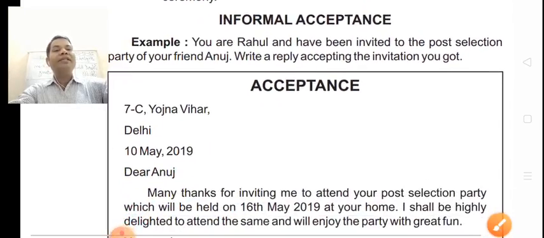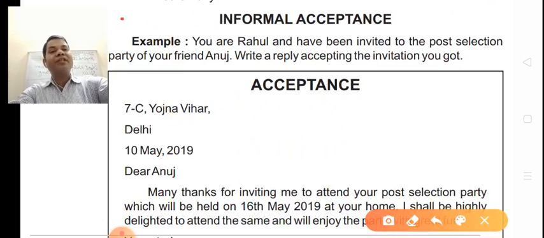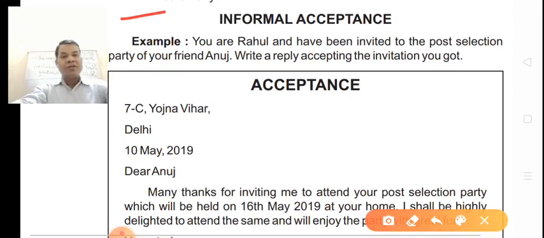Now, how to accept such types of informal invitation? Okay. Acceptance also is written in the form of letter, as informal invitations are written in the form of letter. In the same way, acceptance and refusal, they are written in the form of letter.